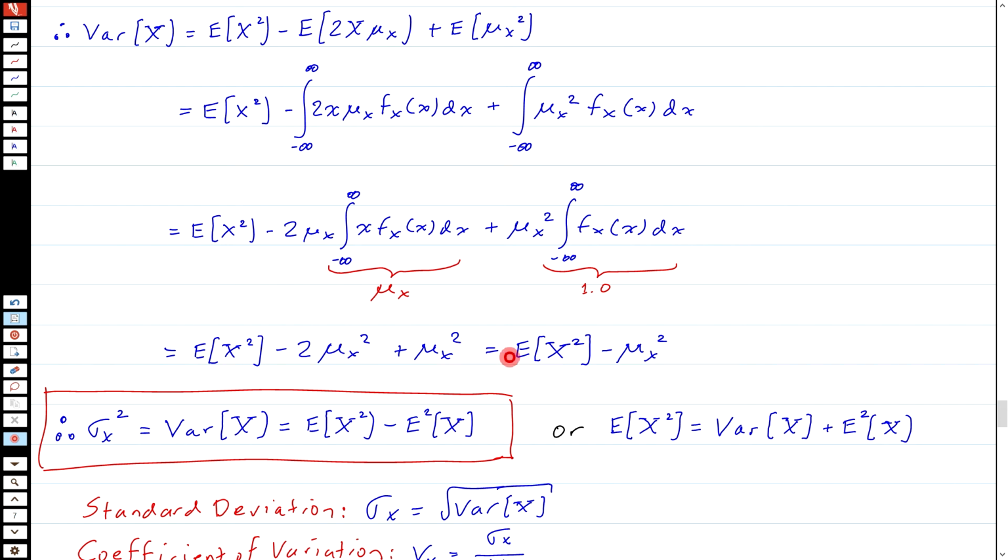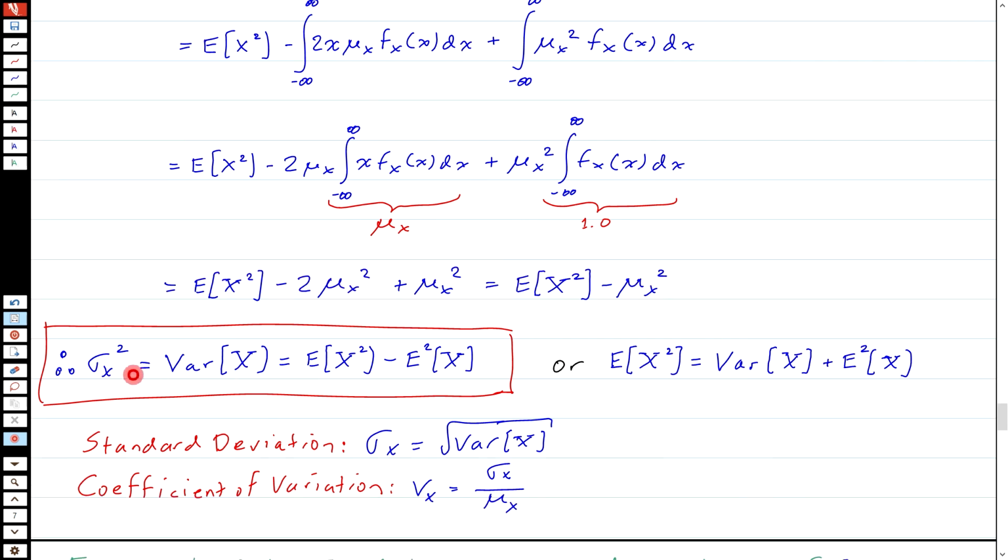Or this is equal to the expected value of x squared minus mu x squared. So one of these minuses cancels with the plus, and I'm left with 1 minus mu x squared. I usually think of it this way: the variance of x is equal to the expected value of x squared minus the expectation squared of x, which is almost like poetry.